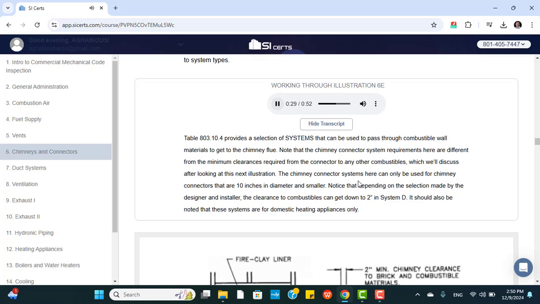The chimney connector systems here can only be used for chimney connectors that are 10 inches in diameter and smaller. Notice that depending on the selection made by the designer and installer, the clearance to combustibles can get down to 2 inches in System D. It should also be noted that these systems are for domestic heating appliances only.